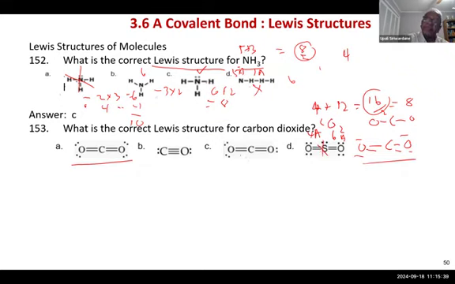This is correct connectivity for carbon dioxide, but the wrong electron pairs. This has fewer electrons. Therefore, this is not correct. This is not the connectivity of carbon dioxide. It has to be A, that is the correct answer.